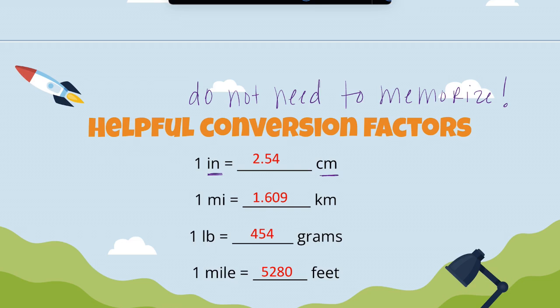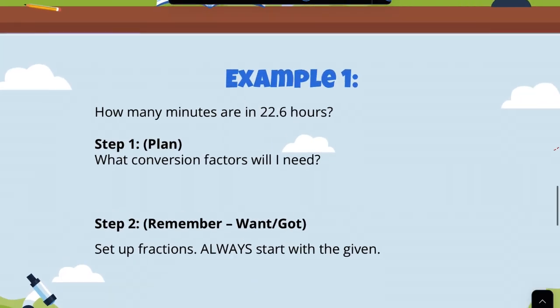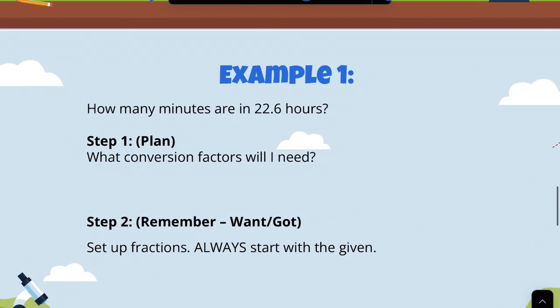So let's give this factor labeling a chance. Let's look at example 1. In example 1, we're trying to convert and find out how many minutes are in 22.6 hours. So what I like to do is I like to make a plan. So what conversion factors am I going to need? If I take a look, the unit that's given to me in this problem is hours. And I'm trying to convert from hours to, in this one, minutes.